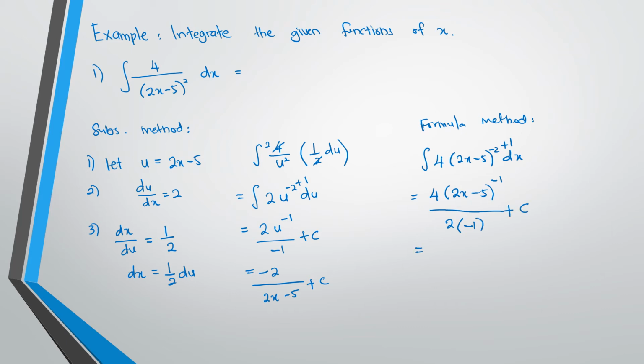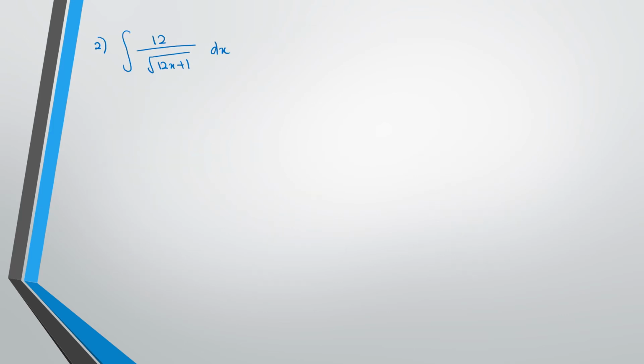Okay, so simplify your answer. 2 and 4 simplify dapat 2. Therefore, negative 2 over (2x minus 5) plus c. Okay, so this is the formula method. Nampak tak? Jawapan dia tetap sama. Okay, so next.